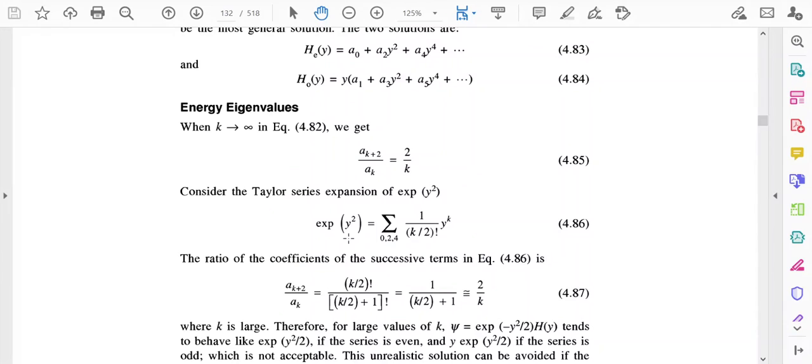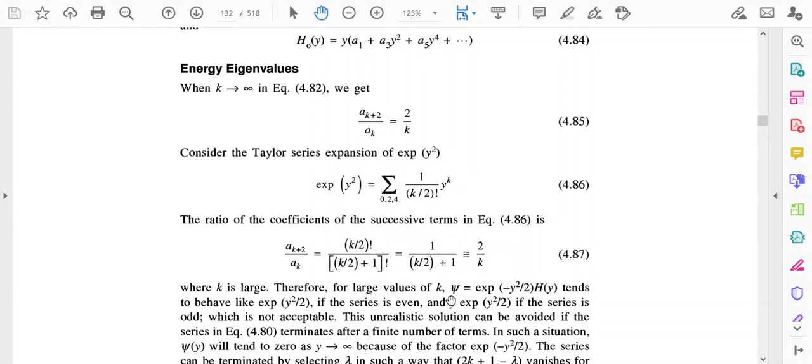Now we have assumed the nature of the exact solution, that psi is equal to e to the power minus y square by 2 into H(y). We have assumed it before. Now if H(y) behaves like e to the power y square, then what will happen? If we put H(y) equal to e to the power y square, then psi will be e to the power minus y square by 2 into e to the power y square. That means ultimately psi will be e to the power y square by 2, because e to the power minus y square by 2 into e to the power y square gives e to the power y square by 2.